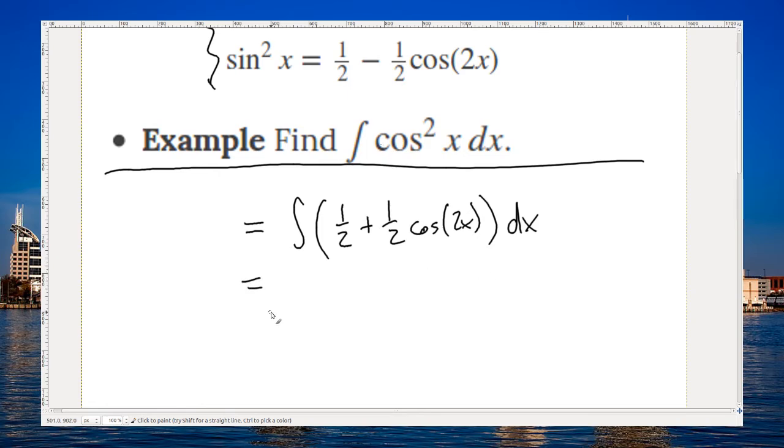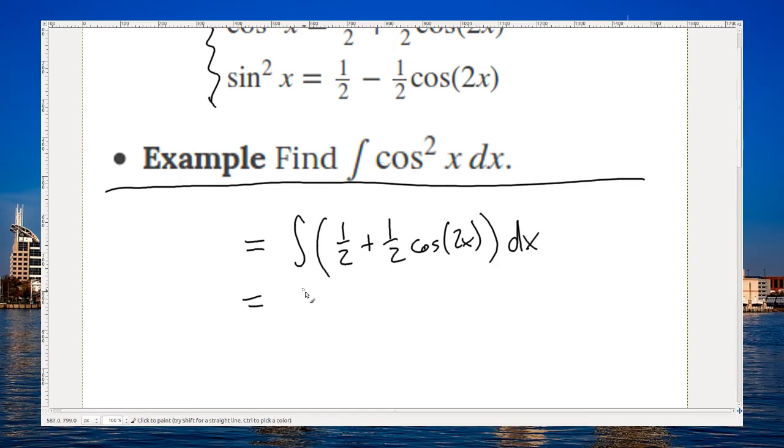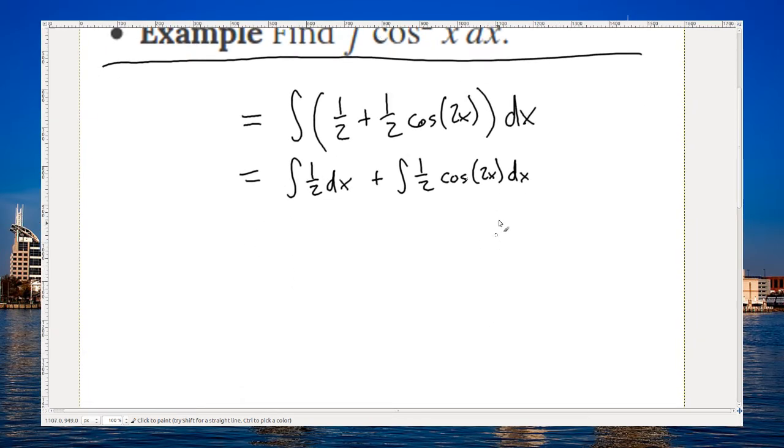All right. And then let's see, next, well, I could just integrate, all right? If it's not obvious, though, I can also split this up. 1/2 dx plus 1/2 cosine of 2x dx. Maybe you prefer that because, well, then it's obvious. The 1/2 dx becomes just 1/2 x because the derivative of 1/2 x is 1/2.